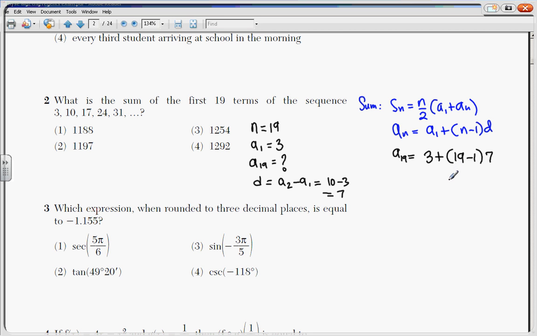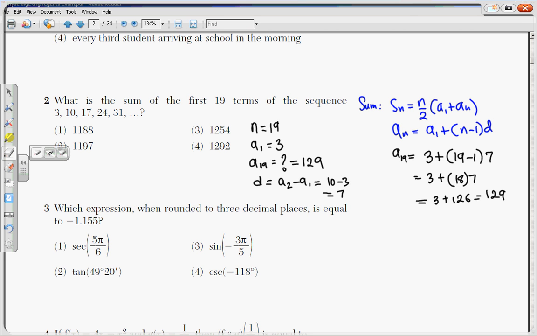Let's solve this to find what A19 is. This is going to be 3 plus 19 minus 1, which is 18, times 7. Then 3 plus 18 times 7, which is 126, and I add this to get 129. So A19 is 129. Now we have enough information to find the sum. Let's erase this. Now we're going to use the sum formula, which is S19 equals n over 2 times A1 plus A19.